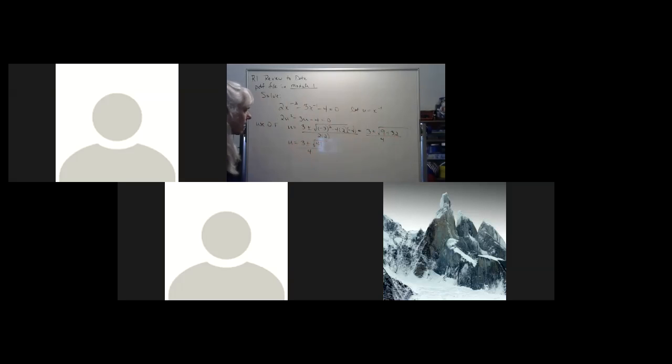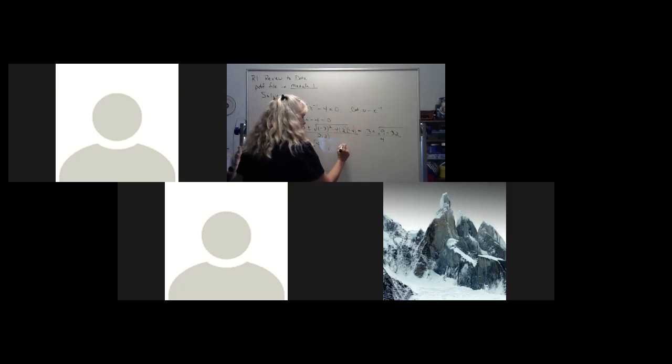You want to simplify the radical if you can, but 41 is prime. It doesn't divide by anything, so we're kind of stuck at that point. So now what we're going to do is the unsubstitution. So to unsubstitute, remember u was x to the negative 1. So what we now have is x to the negative 1 is equal to this fraction. 3 plus or minus the square root of 41 over 4.